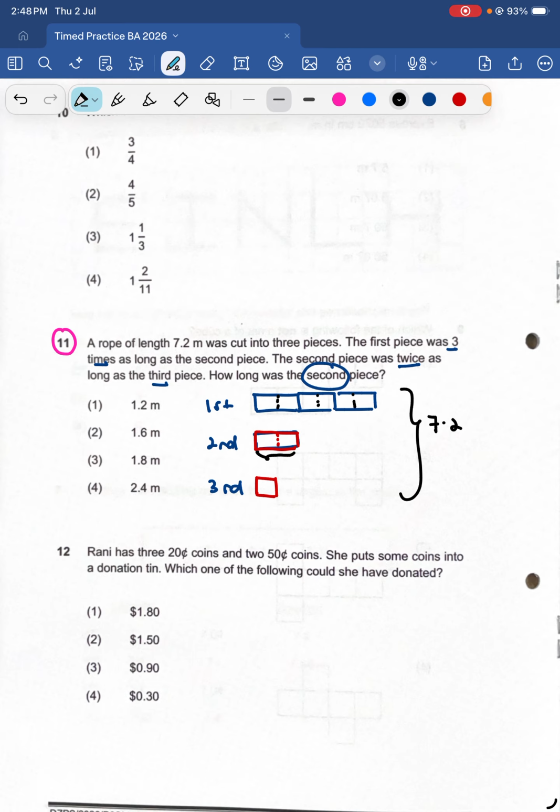And taking into account they are looking for the second piece, let me highlight for you. They are really looking for the second piece. So let's be very careful when we solve the question.